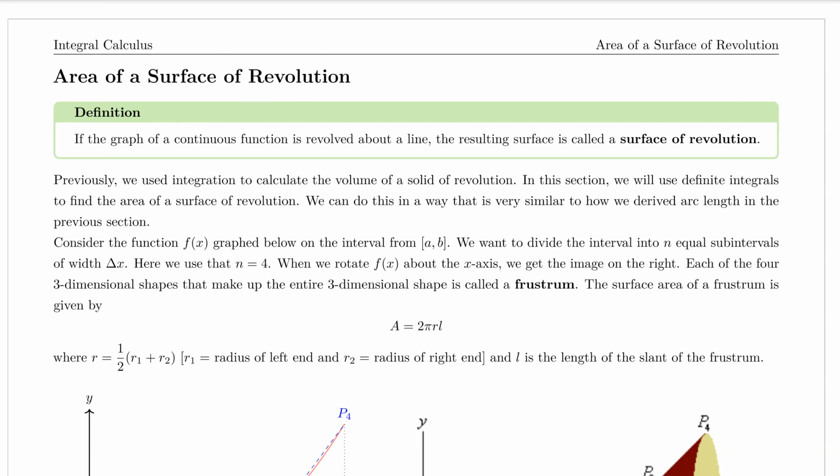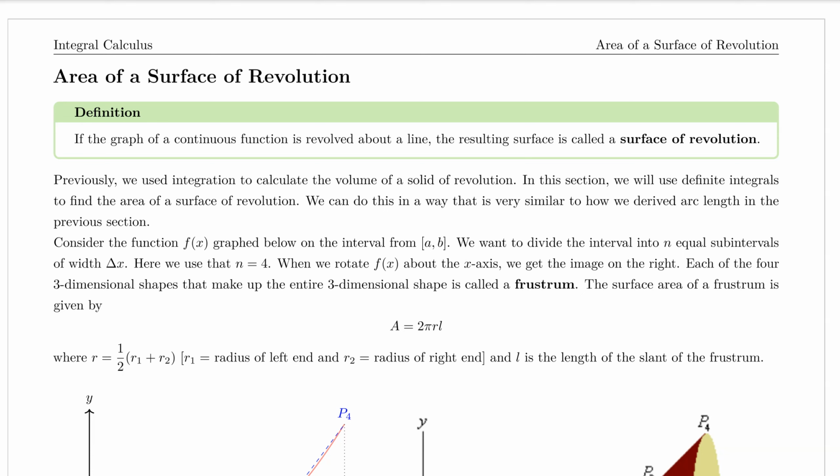In this video, we're going to be talking about the area of a surface of revolution. Let's define what that is first. If the graph of a continuous function is revolved about a line, the resulting surface is called a surface of revolution. Previously, we used integration to calculate the volume of a solid of revolution. In this section, we will use definite integrals to find the area of a surface of revolution.